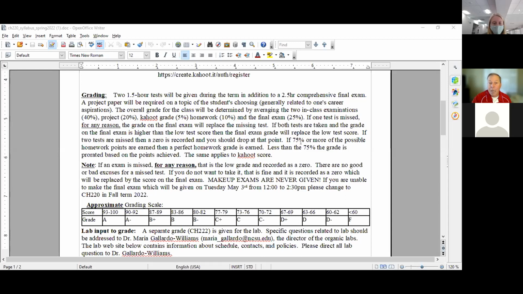Now, what if you get more? Do you get more? No. That's the maximum you can get. But if you get 75% or more, you get the full perfect homework grade. All right.